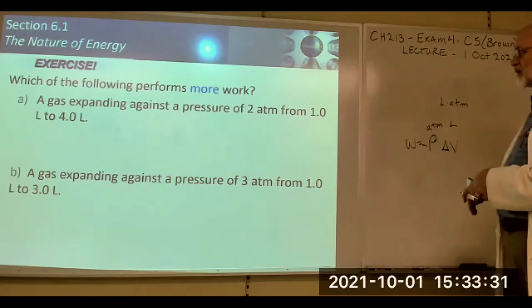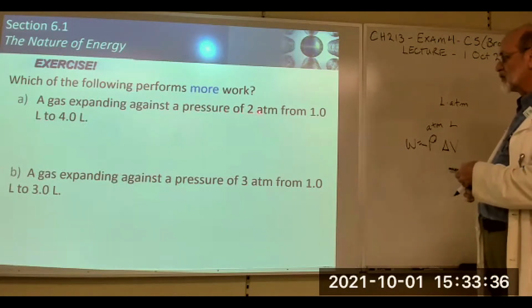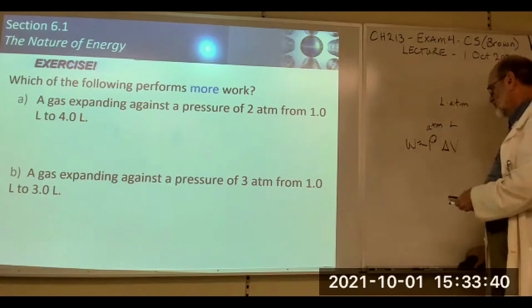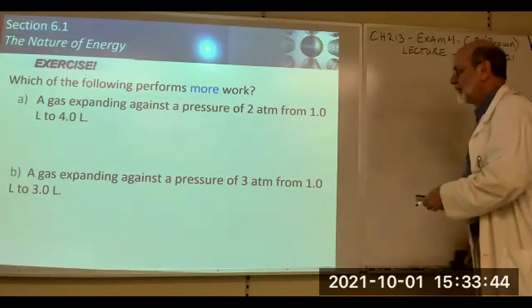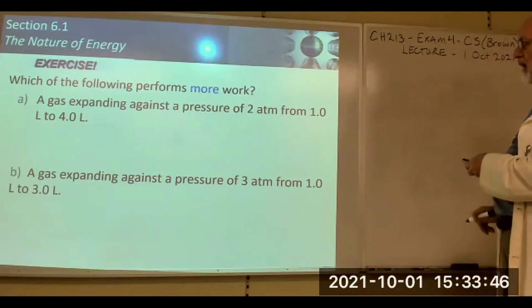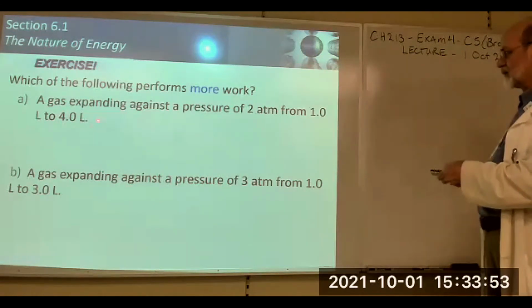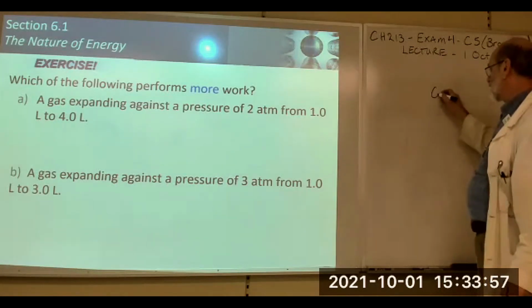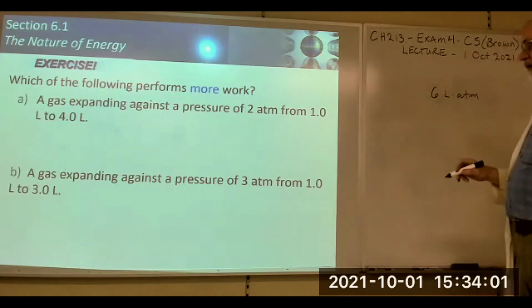Okay, which of the following performs more work? A gas expanding against a pressure of 2 atmospheres from 1 liter to 4 liters. Well, let's see. P times change in V. Pressure is 2 atmospheres, and it's going from 1 liter to 4 liters. That's after, this is before, so it's 3 times 2 is 6. 6 liter atmospheres for the first one.